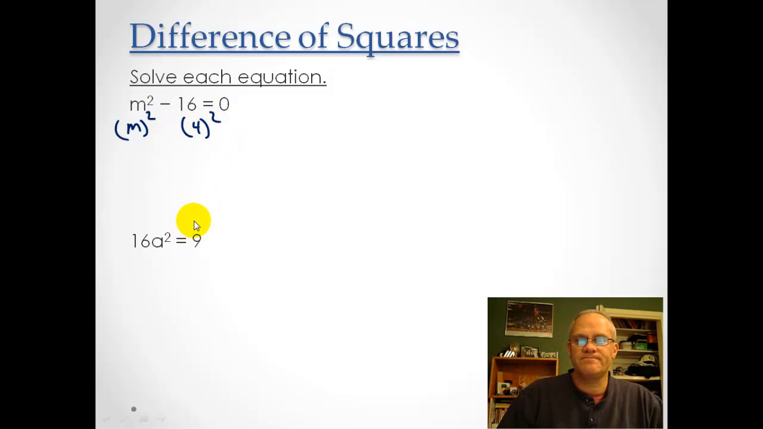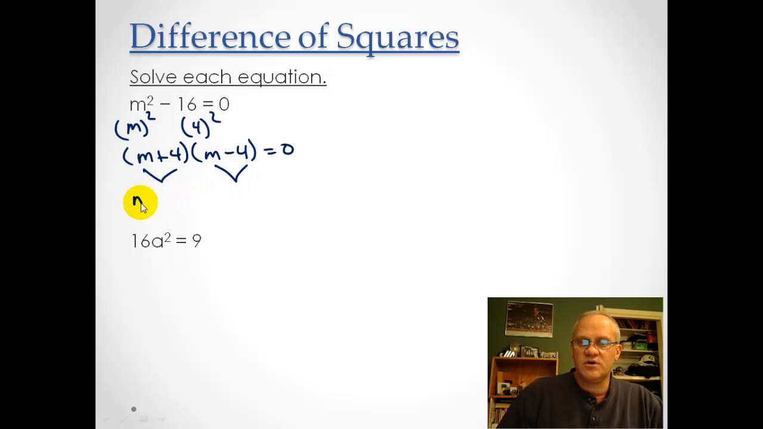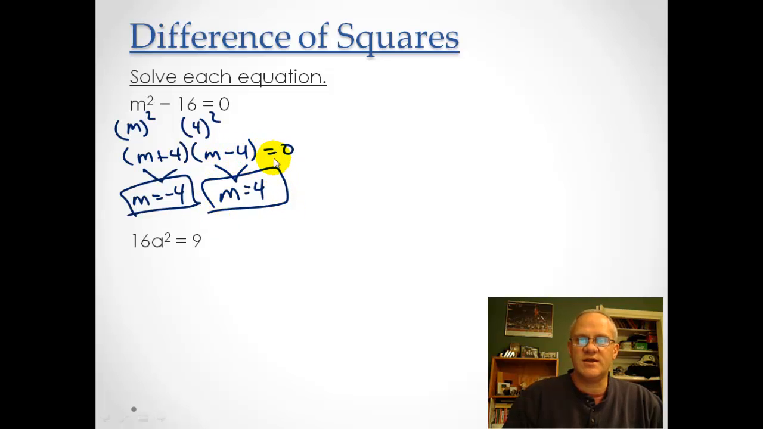4 times 4. So the pattern here tells me m plus 4, m minus 4. So we've got it factored down into the two parentheses. Now we just have to figure out what does it take to make each parentheses equal 0. Well, in this case, m would have to be negative 4, because negative 4 plus 4 is 0. And this one would give me positive 4, because 4 minus 4 is 0. So 4 and negative 4.